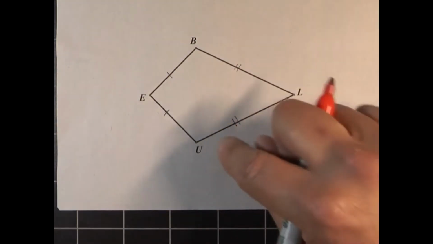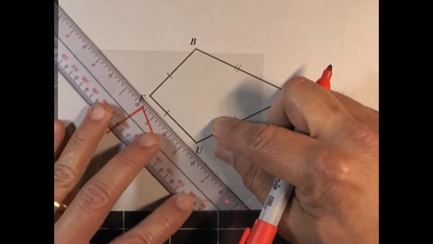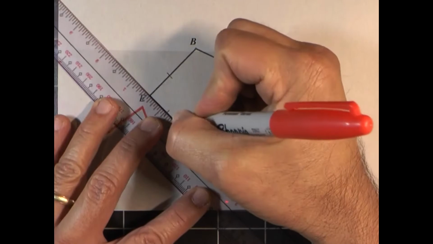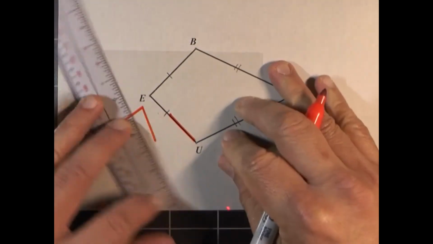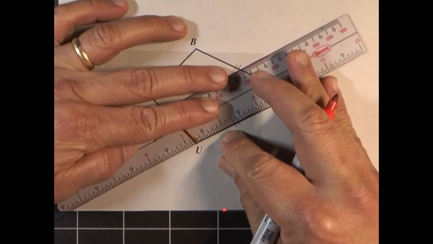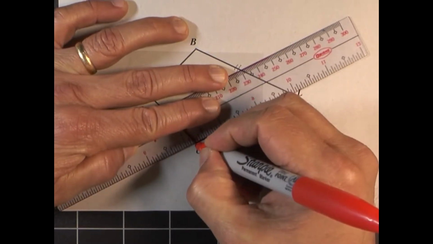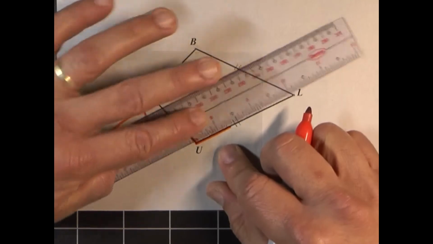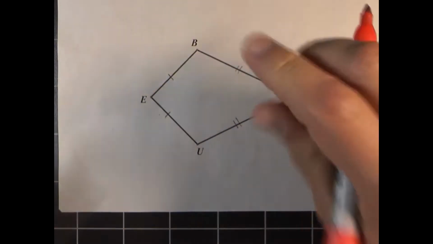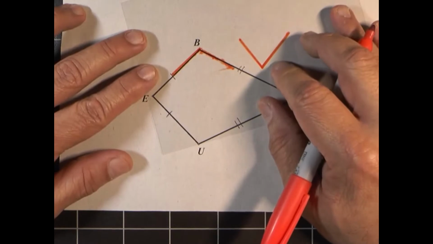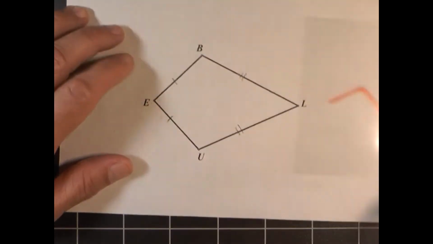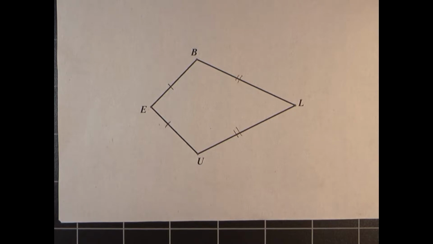I will copy angle U and compare it with angle B. Now that you have observed two kites, what can you say about the non-vertex angles of a kite? Complete this statement.